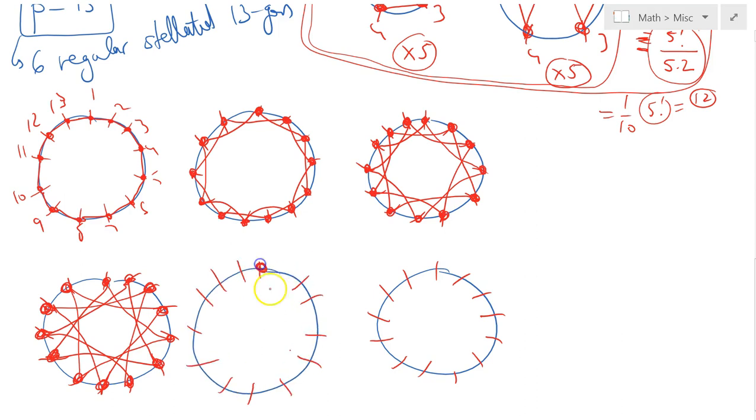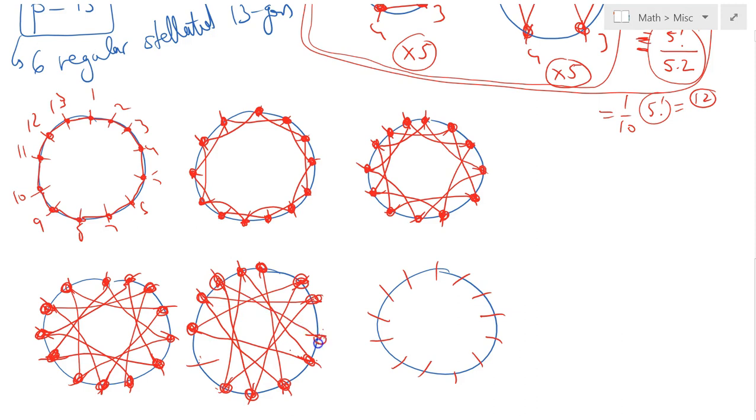And skip 4. So we start from here. 1 2 3 4 5, go to this guy, 1 2 3 4 5 to that guy, and so on, and then the remaining people, right? So this one, and finally 6. Let's start here.